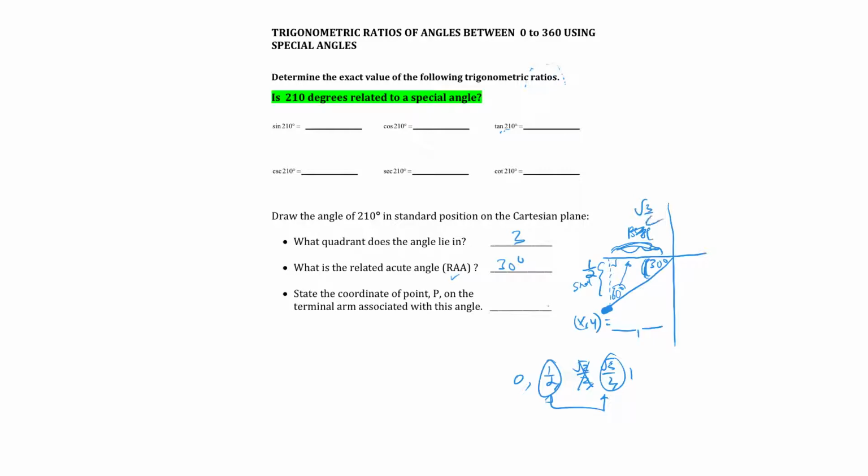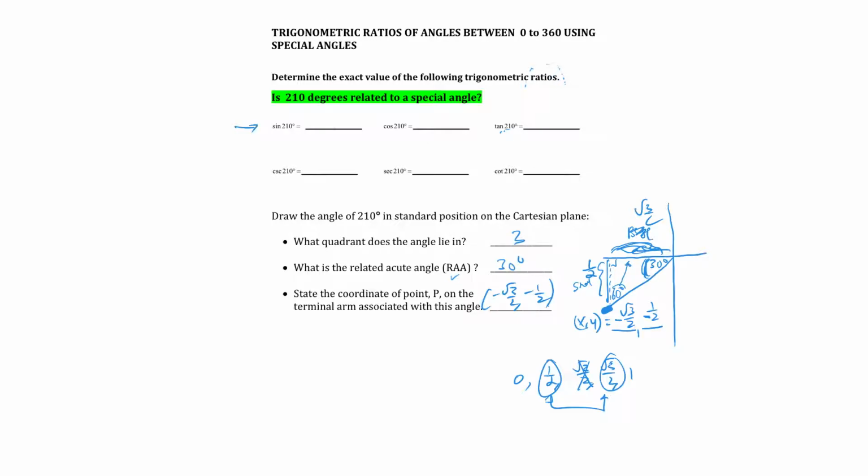So I know my coordinate is going to be x, which is root 3 over 2, and y, which is 1 over 2, but we need to adjust the signs because this is in quadrant 3. We know that y is going to be negative, and the x in this way is also going to be negative. So this is going to be negative root 3 over 2 and negative 1 over 2. So now we can actually go figure out the trig ratios.